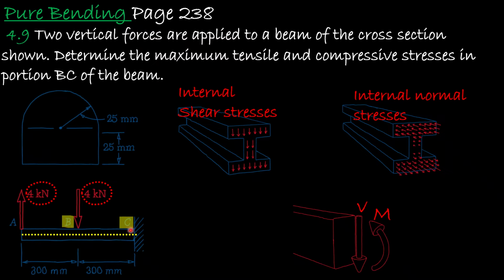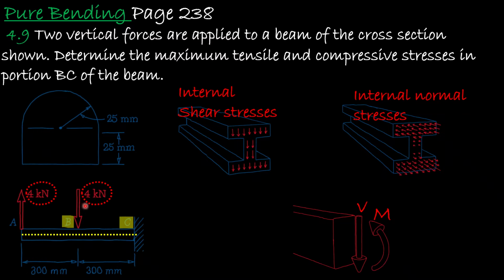Portion BC. The reason why they ask us to find the maximum tensile and compressive stresses in portion BC is that when you draw the shear and moment diagram for this beam and these applied loads, you will figure out that portion BC will have pure bending, and we will discuss this further.